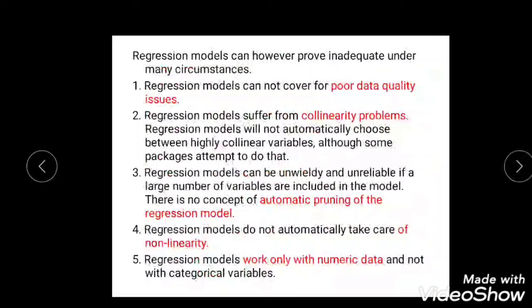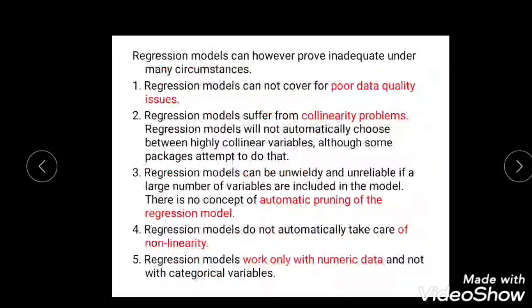Okay, so regression models will not automatically choose between highly collinear variables, although some packages try to do it. Statistical languages like R and Python provide some library packages which can be used to implement a regression model. And regression models can be unwieldy and unreliable if a large number of variables are included in the model. All variables entered in the model will be reflected in the regression equation irrespective of their contribution to the predictive power of the model.